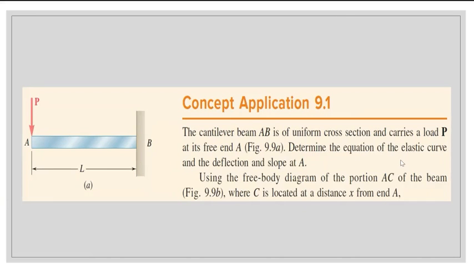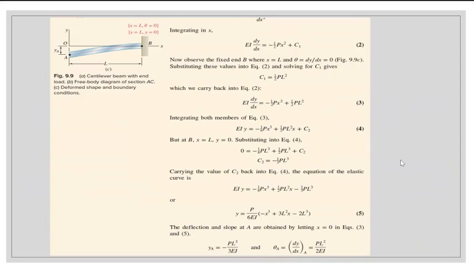So now here we have an example where a load P is applied on a cantilever beam, and we need to find the equation of the curve. Okay, so first we double integrate it and apply the conditions so that we can find the values of C1 and C2, and then we place them back to get y. So this equation number 5 is our answer.